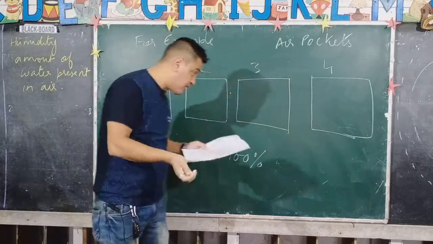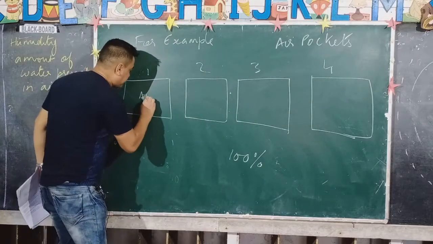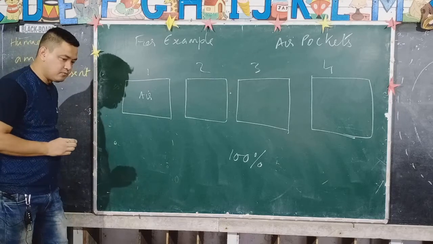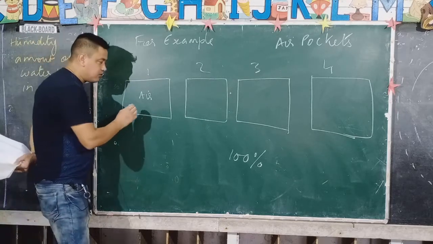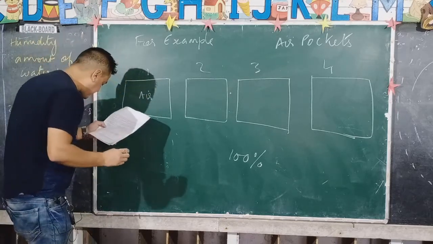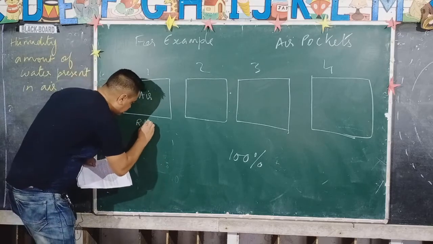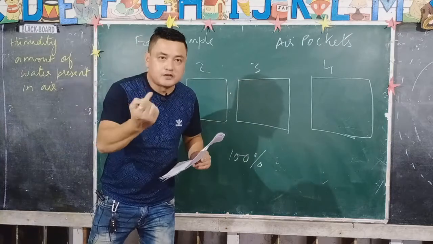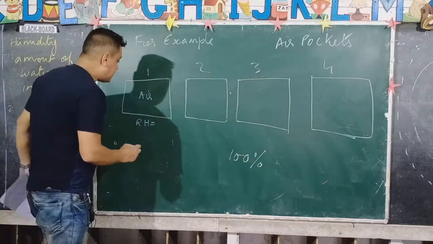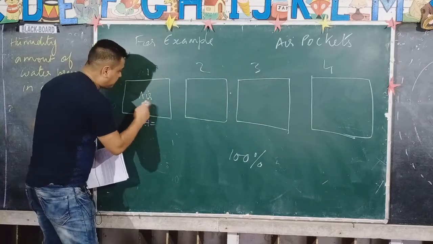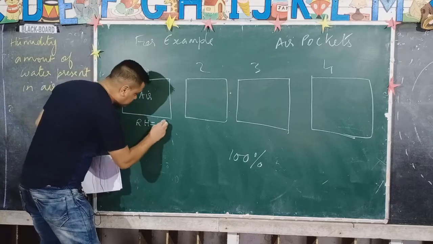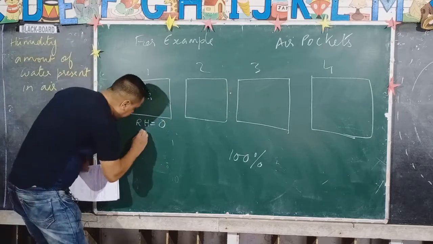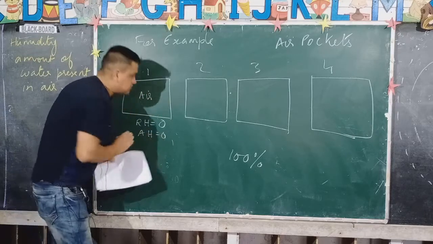That time I was reading this one. Let's take for example, there is air in this box. Do you find any water vapor in this box? I don't think so. So here, the relative humidity, the amount of water present in the air, is known as relative humidity. There is only air in this air pocket, so relative humidity is 0, as well as the AH, absolute humidity, is 0.